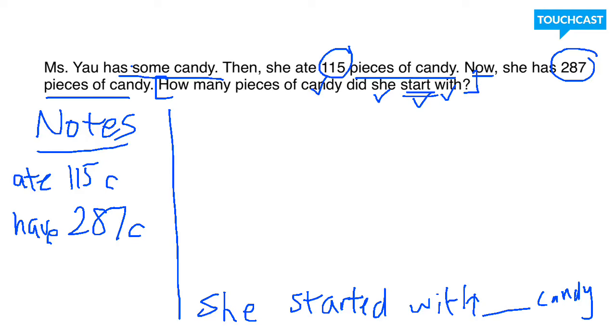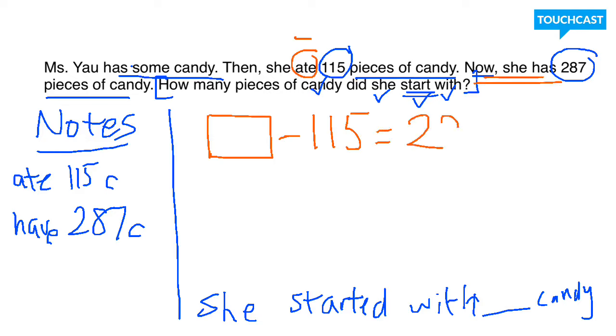Alright guys, we are back. So let's see if you were correct. So Ms. Yao has some candy. She has like a big bag of candy. And then she ate something. If I'm eating, I'm probably subtracting. So that's minus. Then I ate 115. Now I have 287. So if I don't know my start or my whole, what I started with, I actually have to add these two numbers. I hope you did that. 287 plus 115.